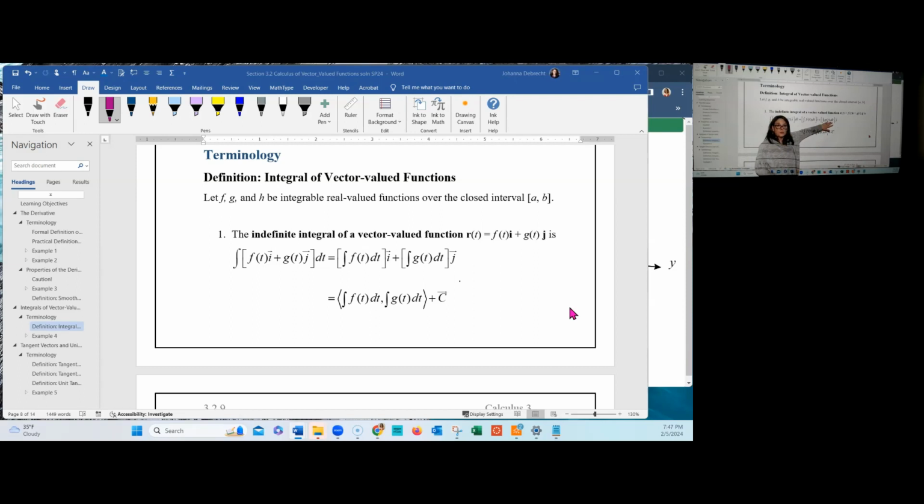Then we integrate the real valued function g of t, which was in the j hat component, and we leave it in the j hat component. We need to add a constant because this is an indefinite integral, but this time, because our derivative is a vector valued function, our constant has to be a constant vector. So our c isn't just a constant scalar, it is instead a constant vector of the same dimensions. So this will be a two-dimensional constant vector.